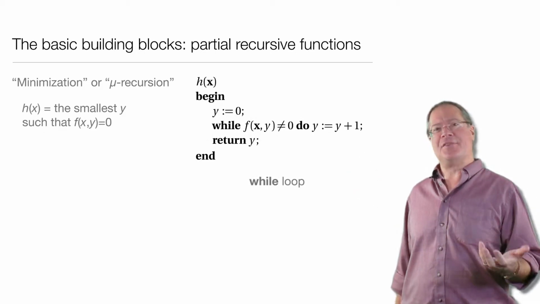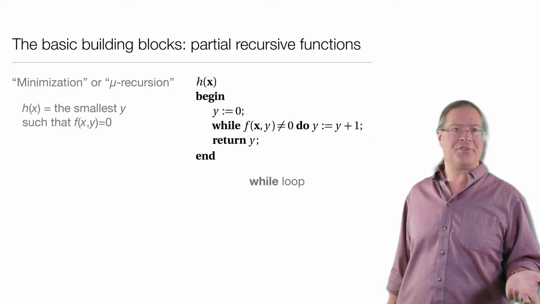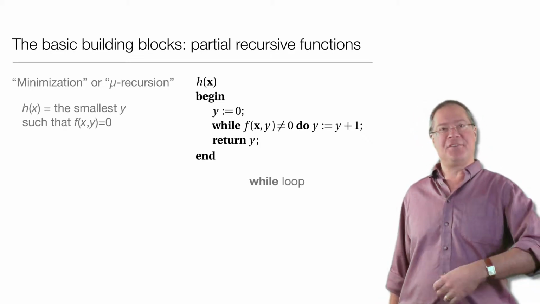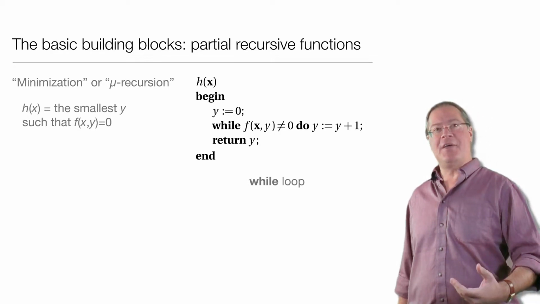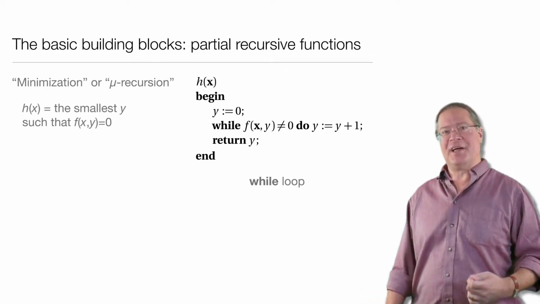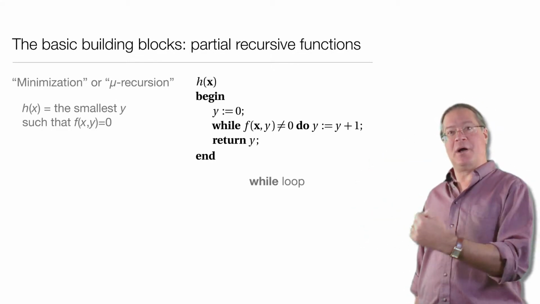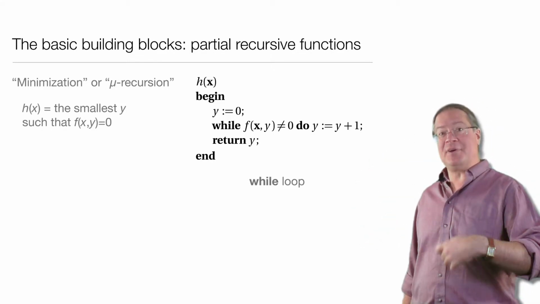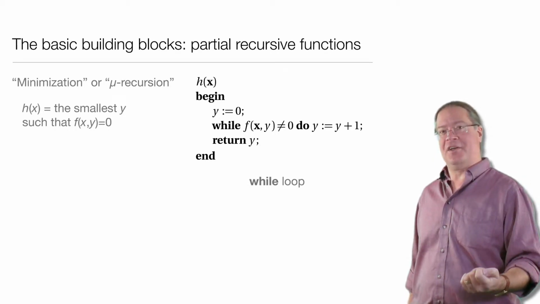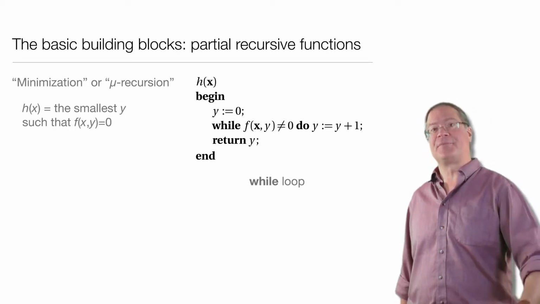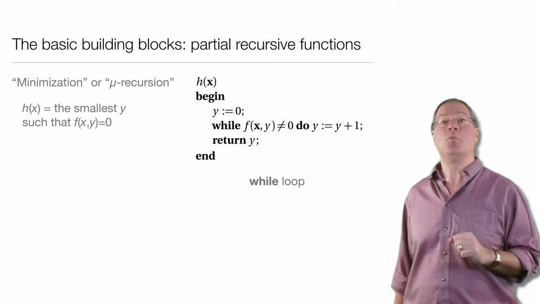How might we write this in the programming languages we're used to? Well, we would use a while loop. We would start out by setting y equal to 0, and then we would say, while f of x comma y is not 0, increment y, setting it to y plus 1. Keep doing this. If you find a y such that f of x comma y equals 0, we'll fall out of the while loop. It will halt. At that point, we will return y.